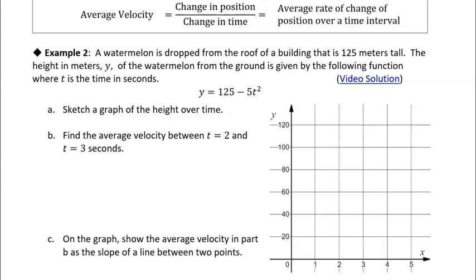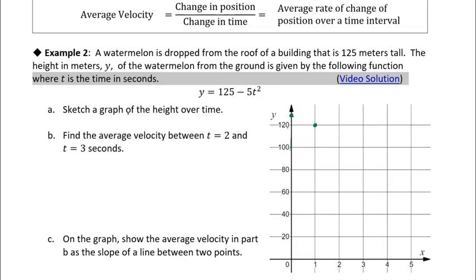So let's do that. Initially, when this watermelon is first dropped, it's 125 meters above the ground. It looks like we're going by 10, so let's put 125 at 0. We're at 125 meters above the ground. And then we can calculate the other points. I could make a table of values, or I can just do the calculations and then plot those points. So when t equals 1, we have 125 minus 5, so we have 120.